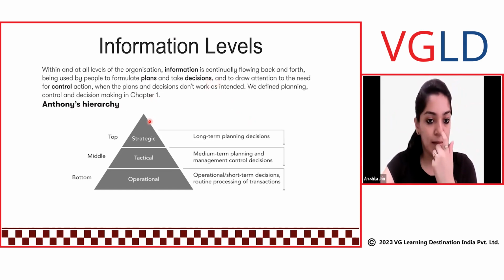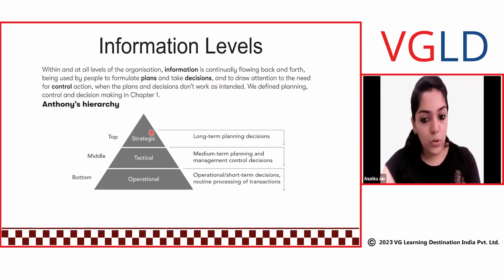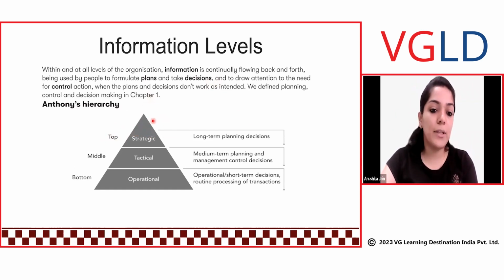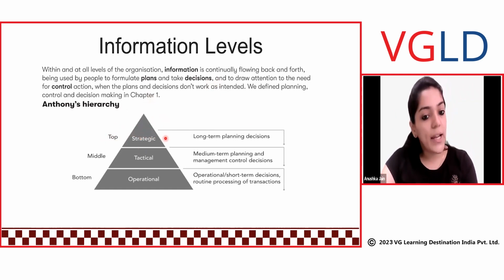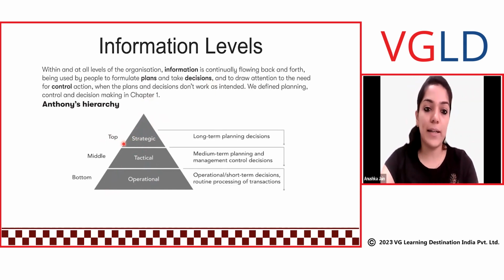Okay, so that is Anthony's hierarchy. So like that, I have put chapter 2, and this is the information level topic. So what does Anthony's hierarchy do? It classifies the information into 3 layers: strategic, tactical, and operational. So just to give you examples, who do you think will be at the top of the triangle?